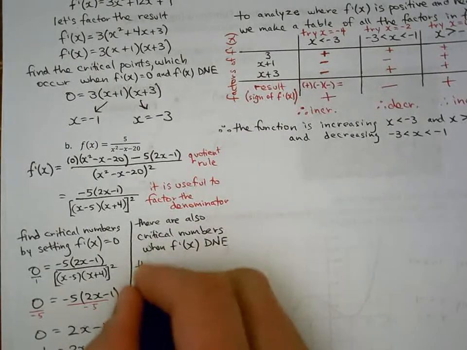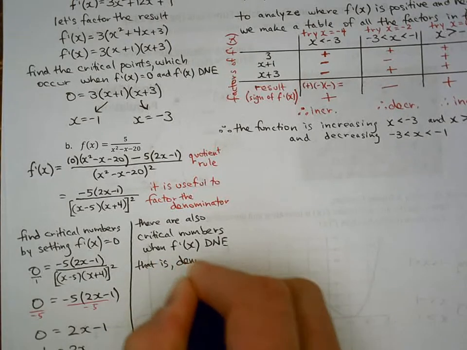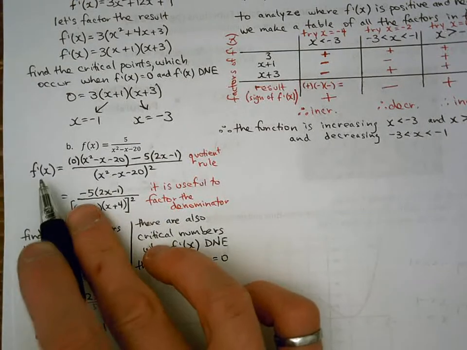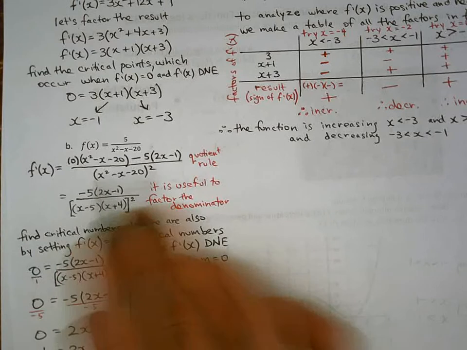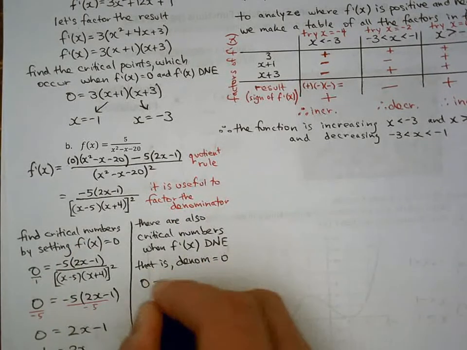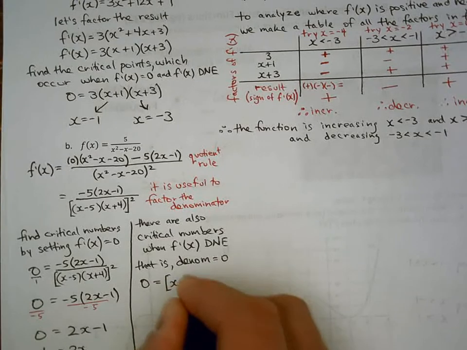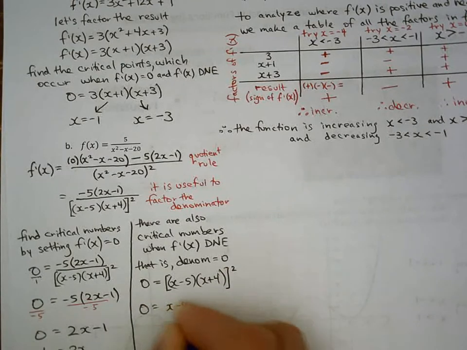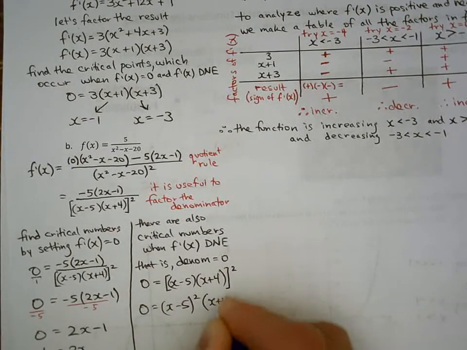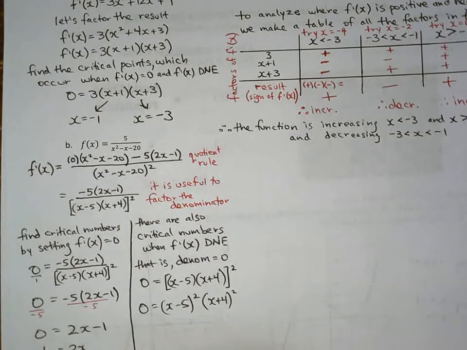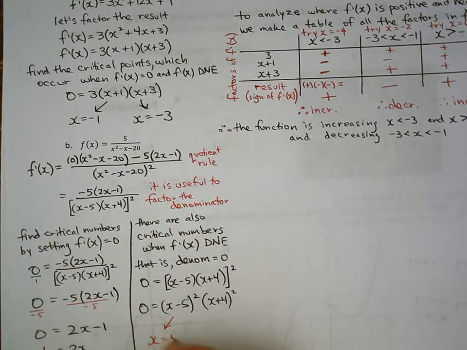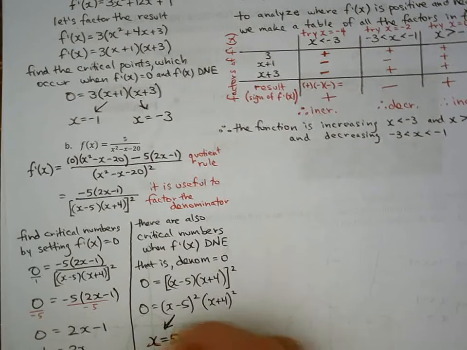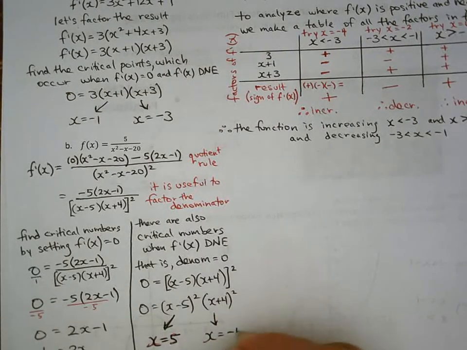That is, the denominator is equal to 0. So I take the denominator to find a place where the derivative does not exist. That's a place where the denominator is equal to 0. So I'm going to set my denominator equal to 0. So I have x minus 5, x plus 4, all squared. Technically that's x minus 5 squared and x plus 4 squared. For this to be true, either we have x equals 5, which would make this statement true, or x is equal to negative 4.